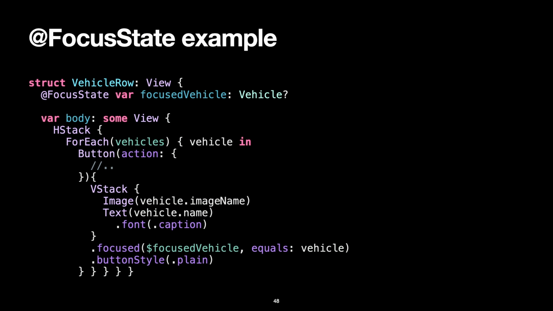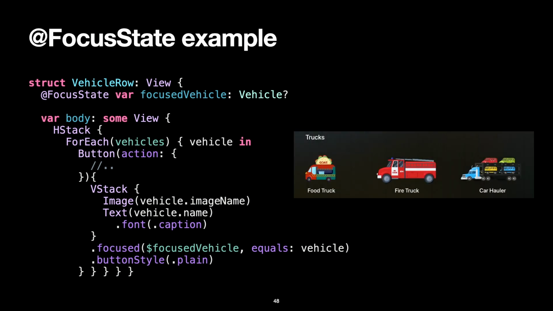Just to understand this particular thing that we're looking at here, going back, yeah. So it is a horizontal stack. I'm running a ForEach loop over an array of vehicles and rendering every button. So yeah, next slide.